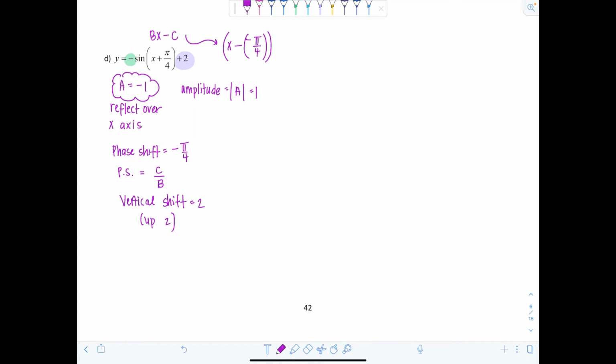Okay, the period is still 2 pi because b is equal to 1. So 2 pi divided by 1, which is 2 pi. Do you remember where to find b? Did you forget? B is the coefficient on x, so b is just 1. And then that means our step is just 2 pi divided by 4. It's always period over 4, so pi over 2.